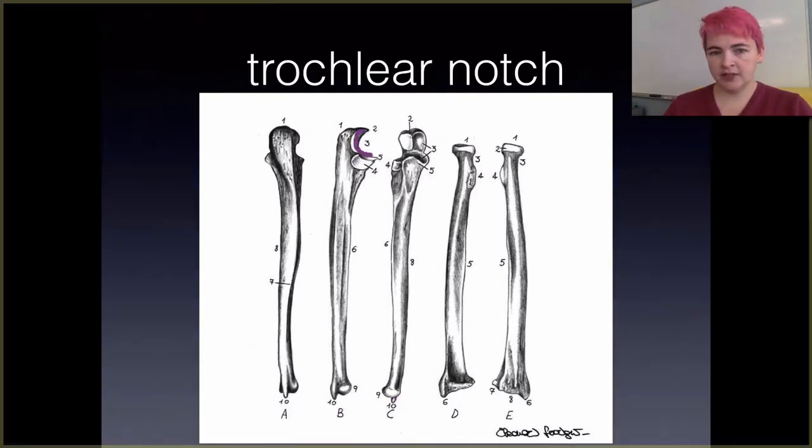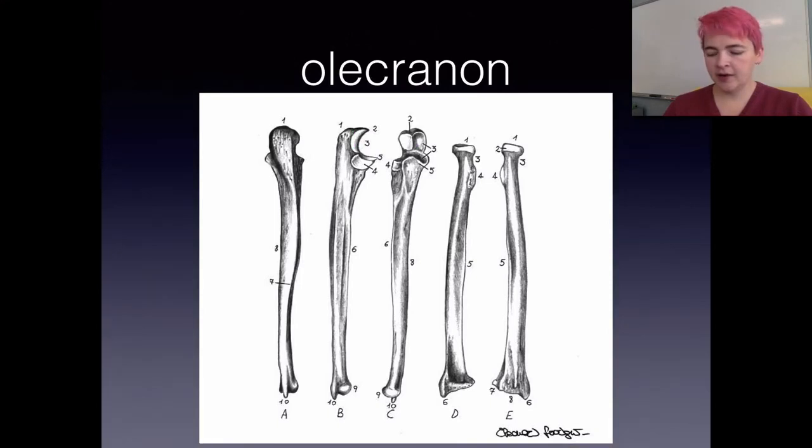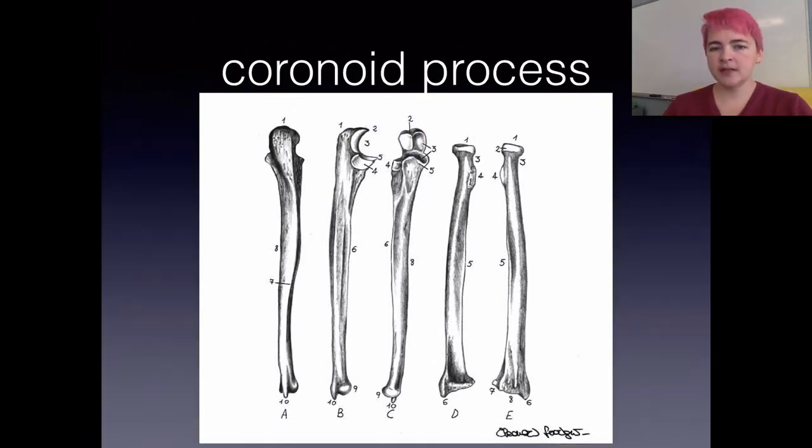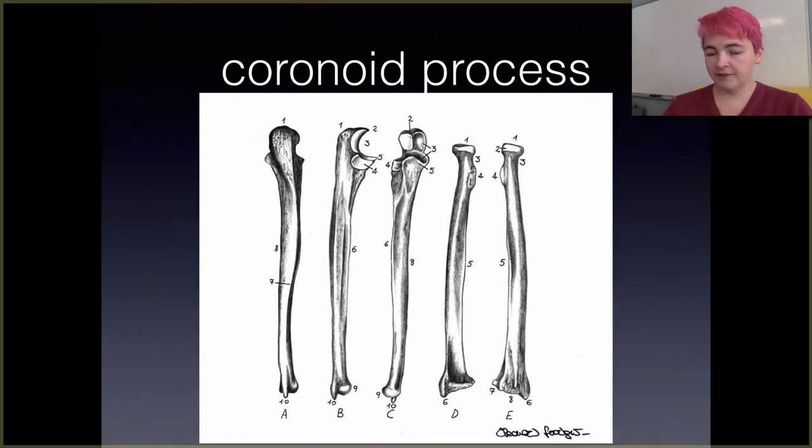So the trochlear notch is here. On this picture, it would be here. The olecranon is the point of the elbow, which would be the top portion here. That's the olecranon. And the coronoid process is the bottom portion of that notch. That would be here. That's the coronoid process.